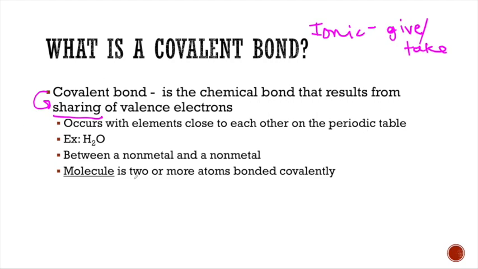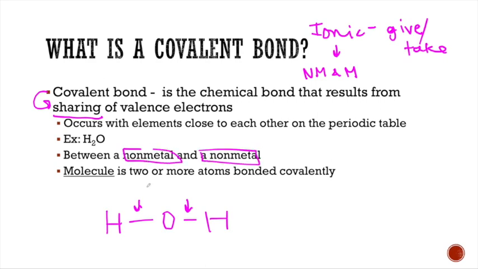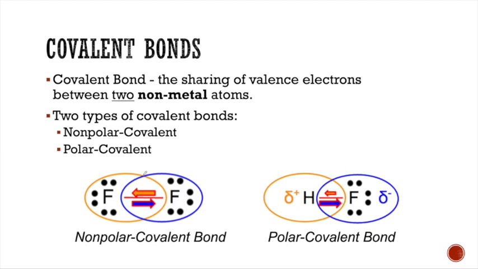For example, the hydrogens in water, H2O, are covalently bonded. And this little line represents a bond. It's between a nonmetal and a nonmetal, while ionic was between a metal and a nonmetal. And covalents are between nonmetals. And again, a molecule is two or more atoms bonded covalently. Okay, moving on. So again, covalent bonds share between two nonmetals.